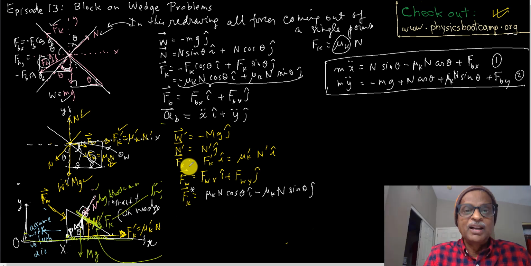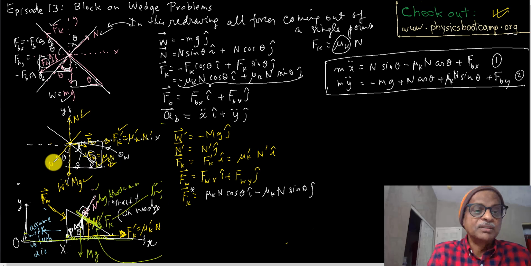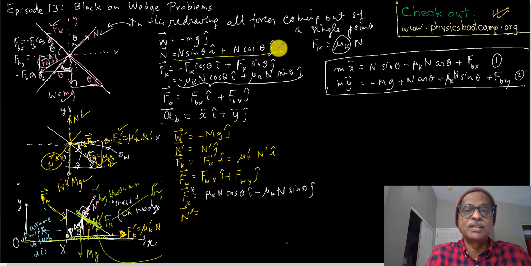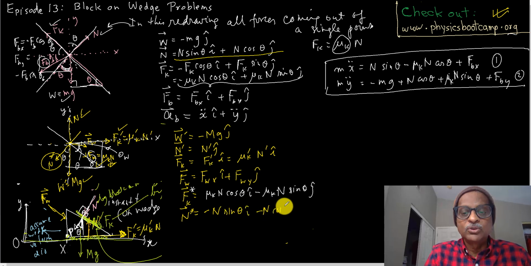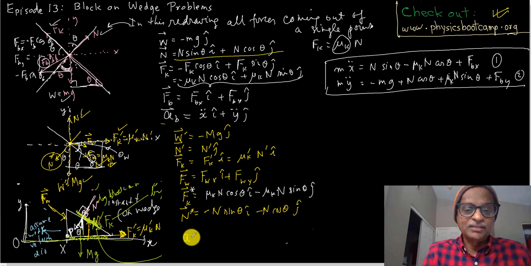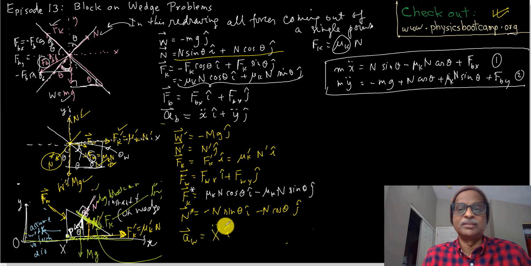Okay, and then we do N. Let's call it N star. N star will be just the opposite of this one, so I don't need to work it out: minus N sine theta I hat minus N cosine theta j hat. And the acceleration of the wedge is just X double dot I hat.